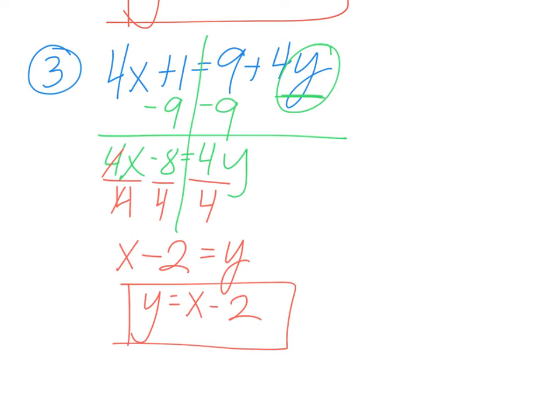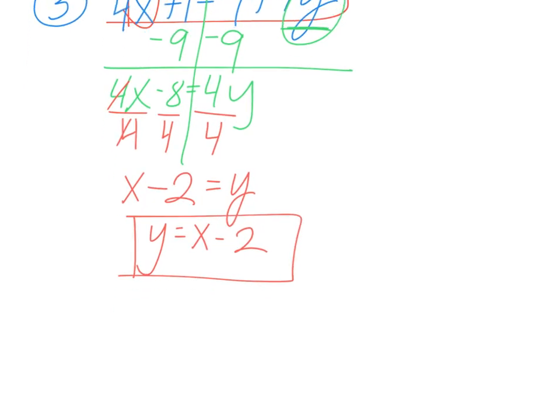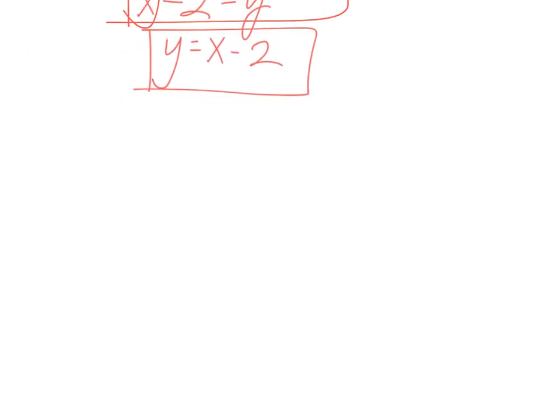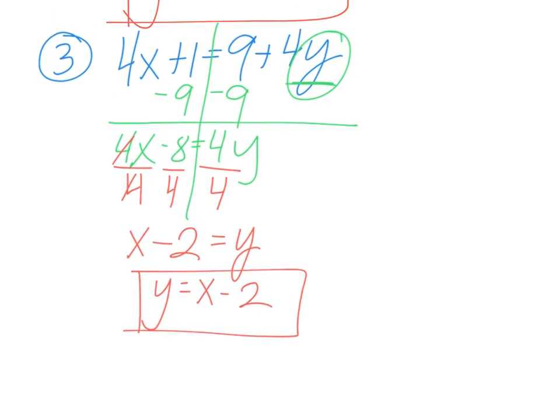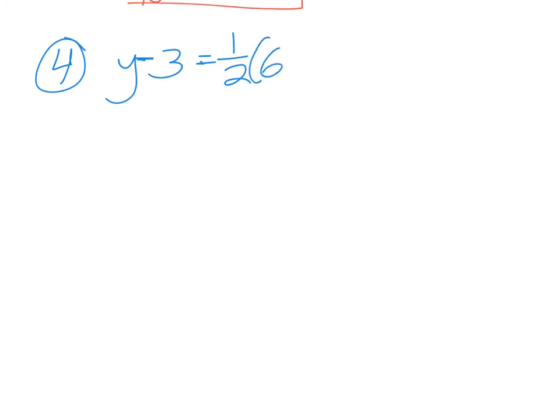Alright, problem number 4. y minus 3 equals 1/2 times the quantity 6x plus 4.